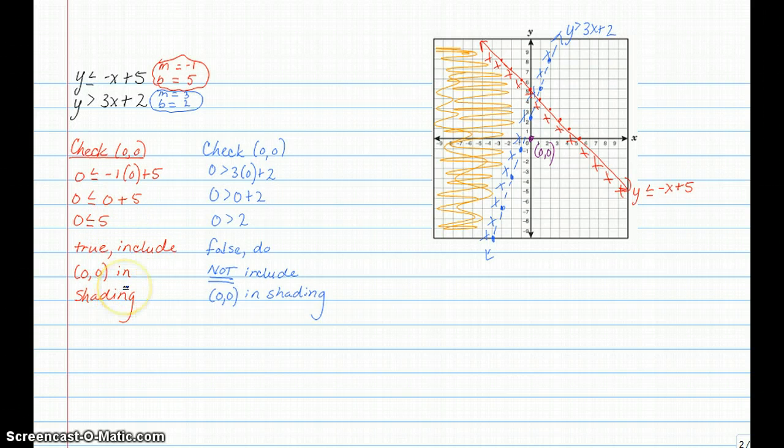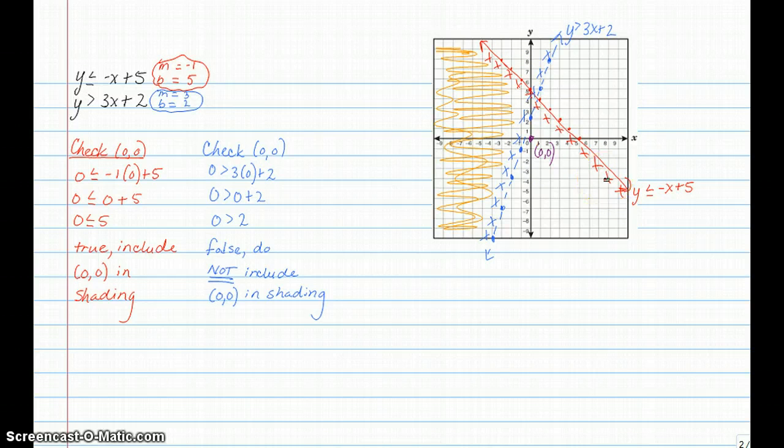Now here's how we include it. This is the newest and the most challenging part. You put little x's on the side where 0, 0 is. So here's 0, 0. On the red line, you go to the same side as 0, 0 because you would want to shade to include it.